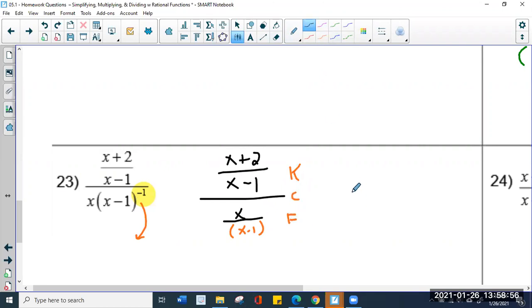Yeah, we might as well just show that to you. So x plus 2 over x minus 1 times, flip this over, you get x minus 1 over x. I think you can see what's going to happen there, right? So some problems are not that hard. They're just trying to get you to understand what to do and how to do it.